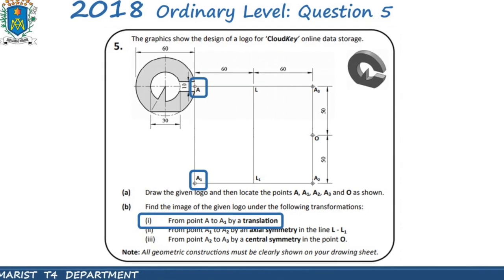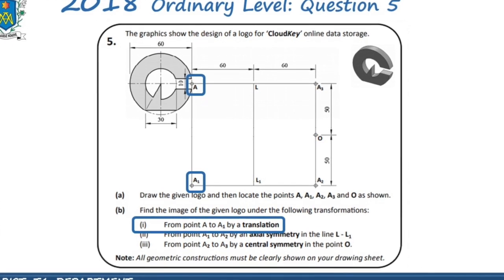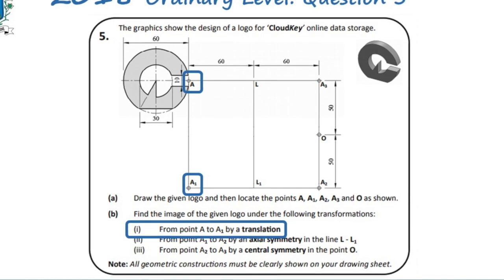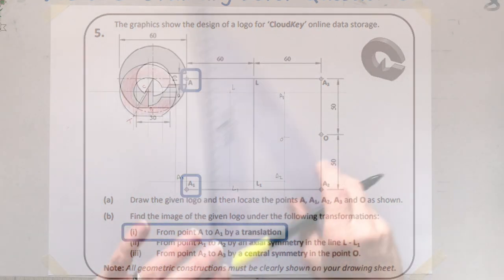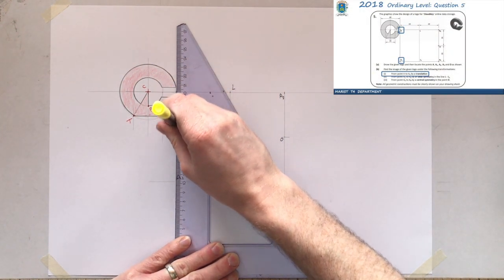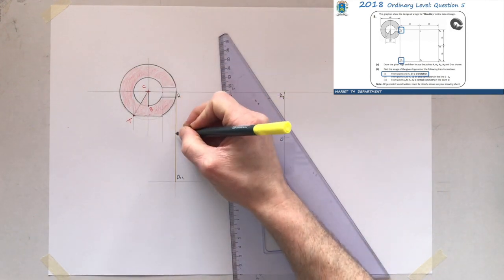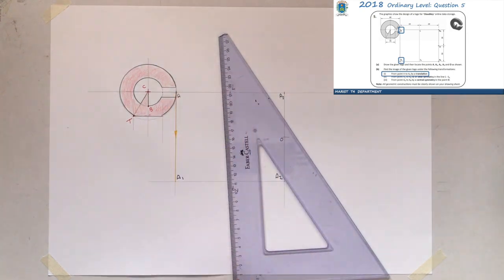What we need to do is move on to part B, and we need to look at the first part of this. This is from A to A1 by a translation. So to do the translation then, we're going from A to A1. So the first thing I'm going to do is find out the angle and the distance between those, from A to A1. So that yellow line shows us the angle and the distance we have to translate this image.